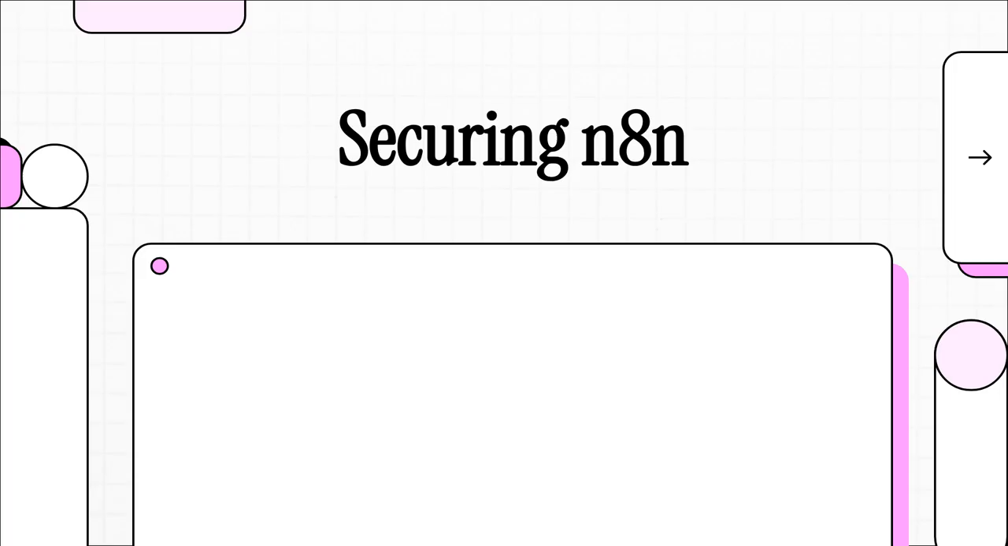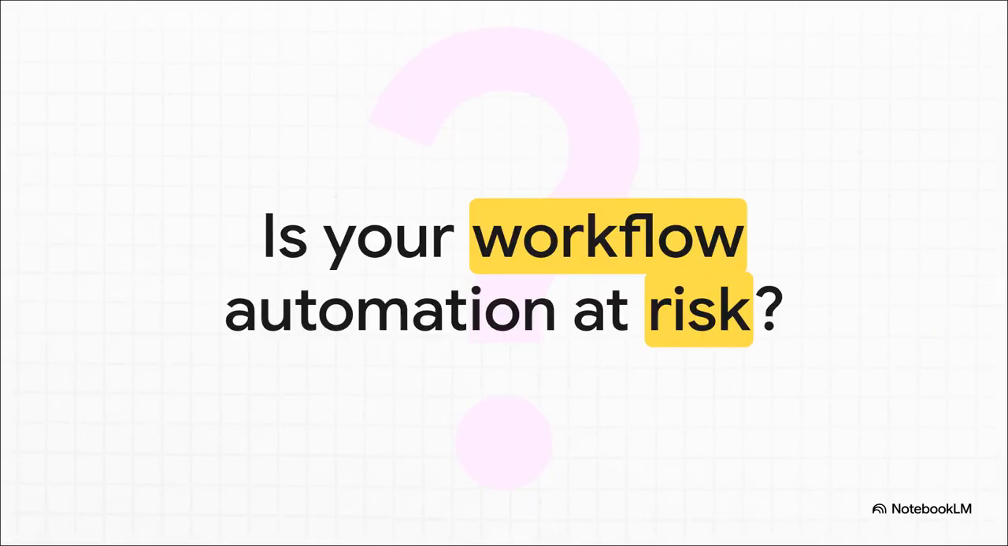Now, if you're using n8n to automate, well, pretty much anything, you're going to want to listen up. There's a pretty serious security flaw that could be putting your entire system at risk. We're going to break down exactly what it is, how it works, and most importantly, what you need to do to fix it right now. So let's just get right to it.